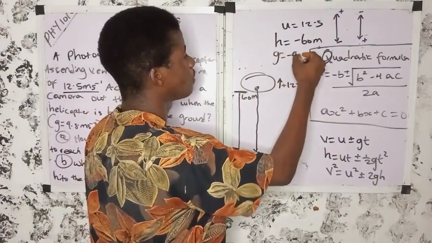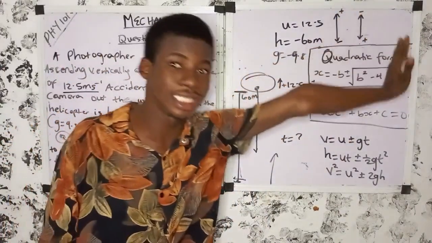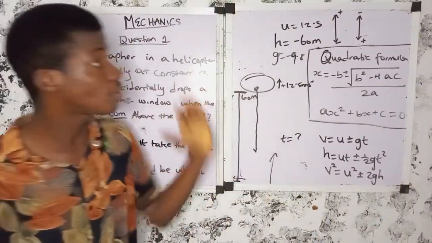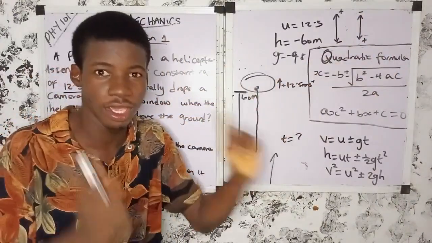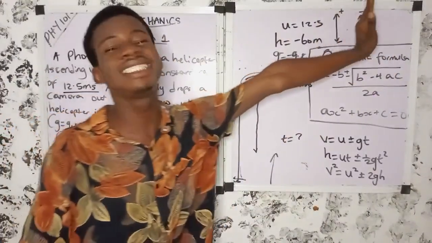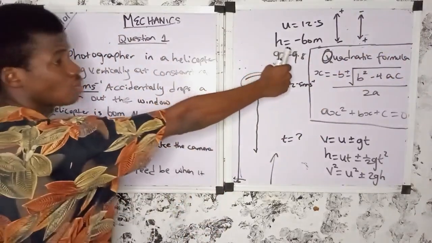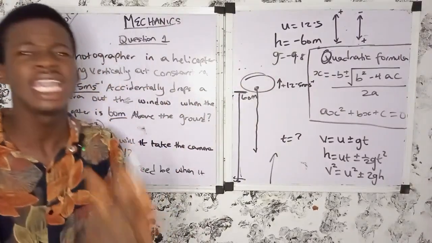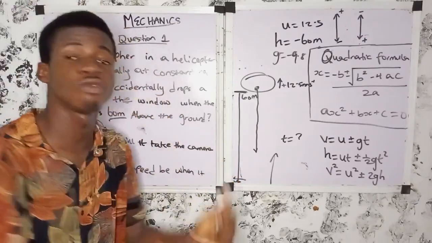Is negative 9.8. Even though we are using the second coordinate, we all know that g acts downward. According to the second coordinate, going downward is positive, so g would have been positive if we used the second coordinate. But since we are using the first coordinate to solve, g is usually minus 9.8, because g always acts downward. It does not depend on the direction of the camera. Like what I told you earlier, it does not depend on the direction of motion of the object.